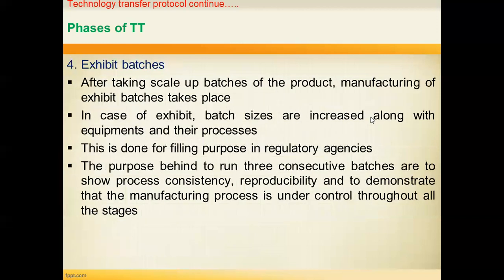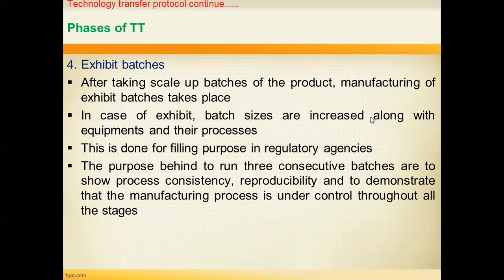The last phase in it is the exhibit batch. Once you start with the scale up batches manufacturing, you can start with the manufacturing of exhibit batches. In case of the exhibit batch, you can increase the batch size along with the equipment and processes. In case of the lab level, small equipment you can use, so problems are different. As you go for the scale up one, your batch size increases. Along with that, you require large mixers, homogenizers for the mixing, and their processes are different. So in case of the exhibit batch, you have to optimize the batch size. What equipment is required?